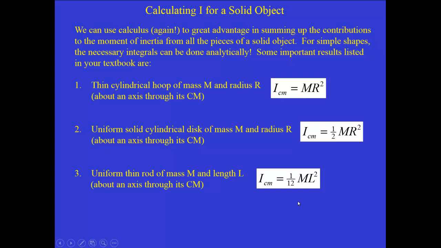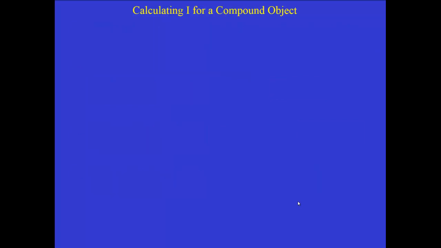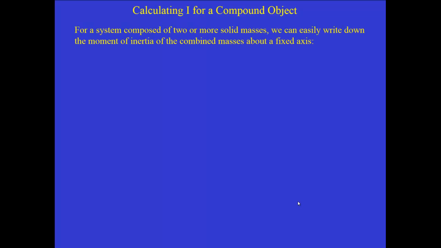So those are important results, and there are some others that are tabulated in the book, and you can just use these. We're not going to ask you to calculate these from scratch. But here's the kind of calculation that you might do. What if you have a compound object where perhaps you've got two or more solid masses that are connected together, and then the entire object rotates around some axis.